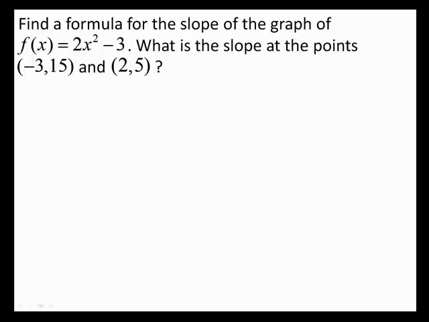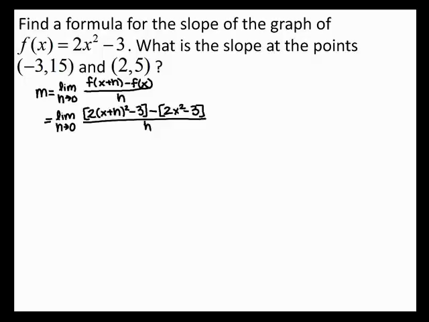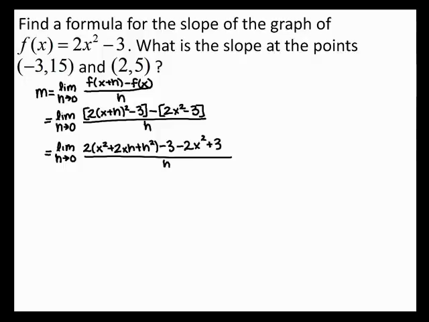Find a formula for the slope of the graph of f(x) = 2x squared minus 3. What is the slope at the points (negative 3, 15) and (2, 5)? Use the formula: the slope is equal to the limit of (f(x + h) minus f(x)) divided by h as h approaches 0. Substitute in f(x + h) and f(x). Simplify the quantity (x + h) squared and negative 1 times the quantity 2x squared minus 3. Simplify 2 times the quantity x squared + 2xh + h squared.